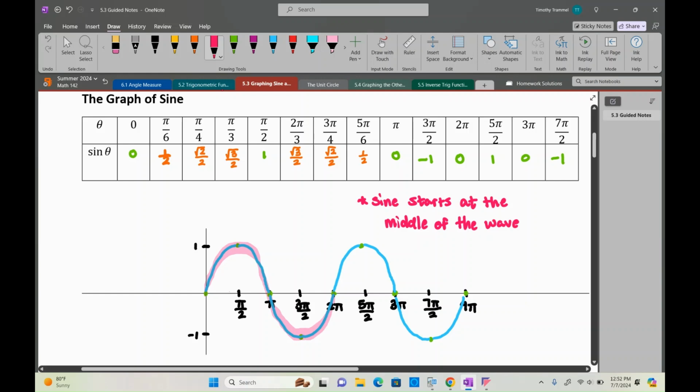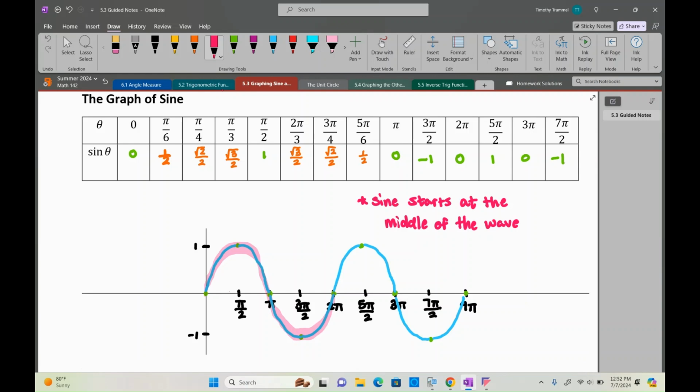And so really what I mean here is just plain old y equals sine of theta, with no transformations done to it. At x equals 0 or theta equals 0, sine will be 0, which is the center of the wave.